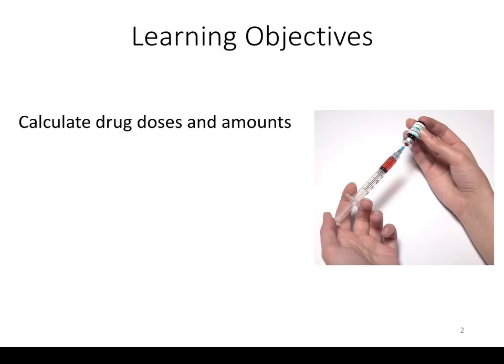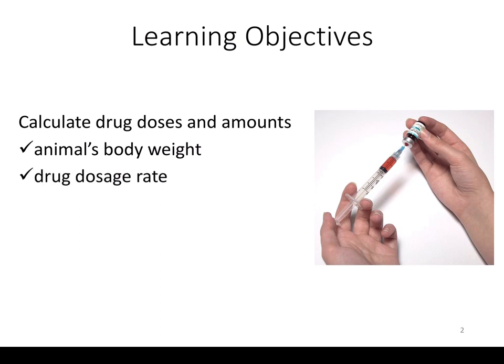In this video, I will be explaining and demonstrating how to calculate a drug dose and how to calculate an amount of a drug that we're going to administer to a patient. In order to be able to do these calculations, we need to know 3 things. We need to know the animal's body weight, the drug dosage rate, and the drug concentration.